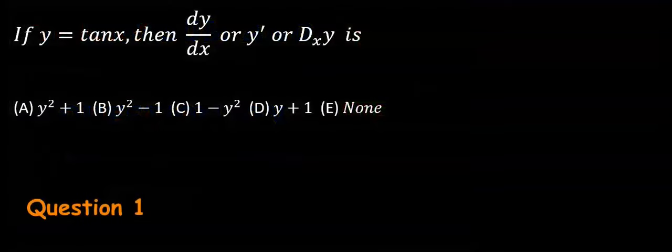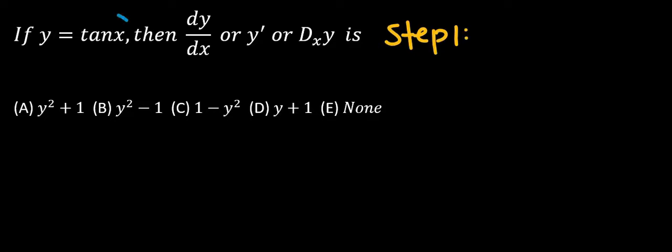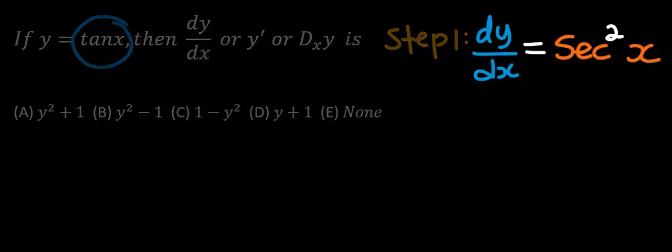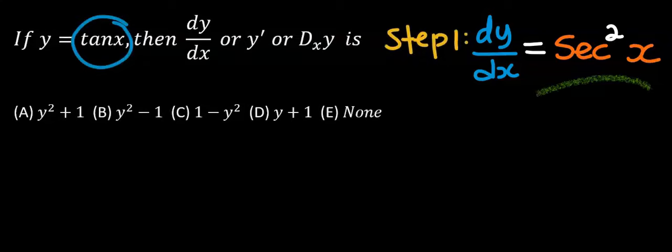Let's consider this simple exam question, which can confuse a beginner in calculus. Step number 1. Differentiate tan x. From the basic derivative table, if you differentiate tan x, you are going to get sec squared x. Hence, dy/dx is sec squared x. You might probably want to choose none.